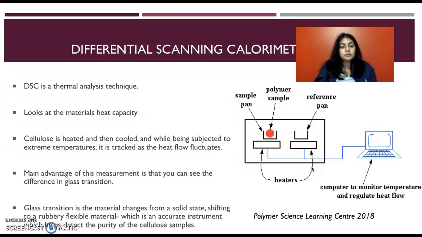The main advantage of this measurement is that you can see the difference in glass transition. Glass transition is when a material changes from a solid state, shifting to a rubbery, flexible material. This instrument is very accurate, which helps to detect the purity of the cellulose samples through the heat capacity.